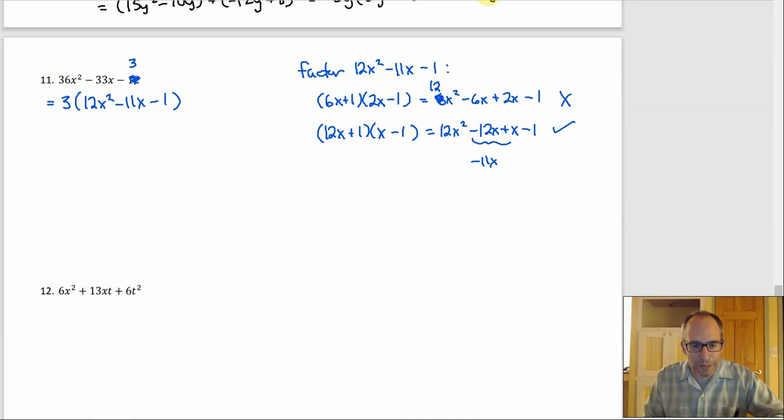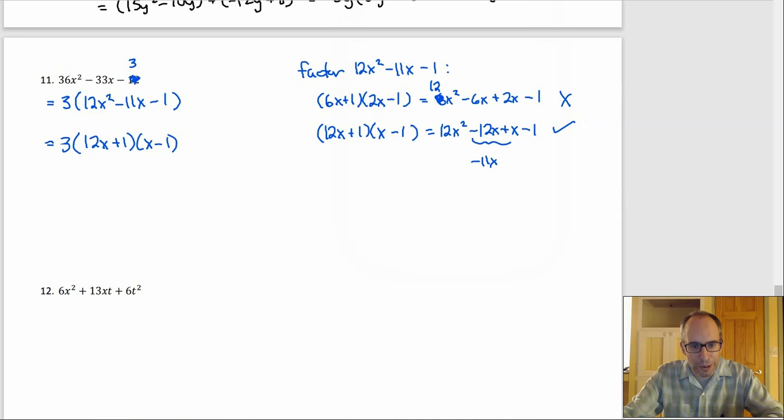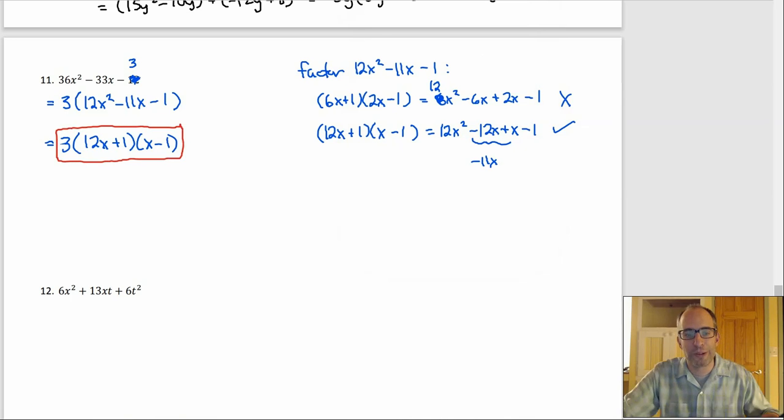All right, so that means this factors as 3 times 12x plus 1 times x minus 1. And that is the answer. So I've got to go back and fix that typo. I guess if you print these out in advance, it'll probably be fixed on the copy that you print out. Hopefully.